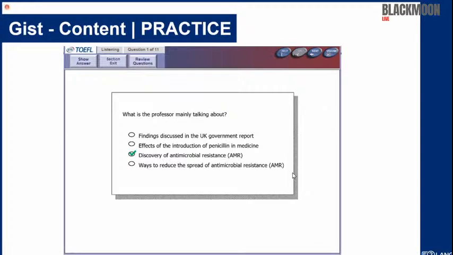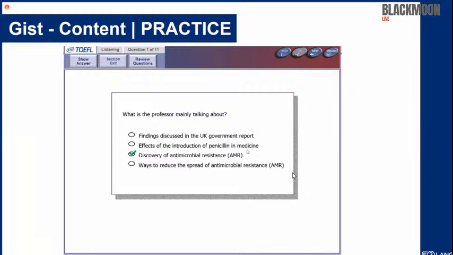Some of you chose 2, effects of the introduction of penicillin in medicine. This was again a very short part. So first she talks about AMR, and then she's like, the whole thing came up because we found penicillin, and it was sort of like a segue into, let's go back to the very start and talk about penicillin. But that was not what the entire lecture was about. Like I said, it was a short portion of the lecture, but not what the entire lecture was about. So well done. Most of you got that one right.